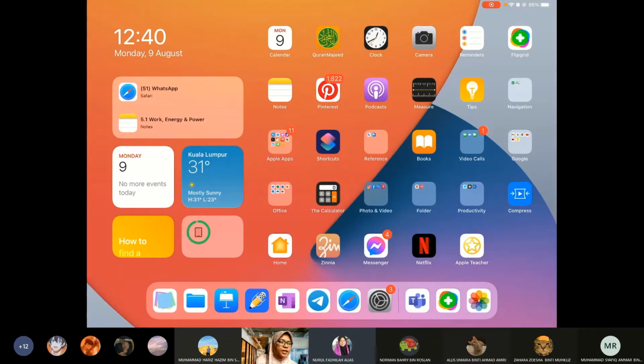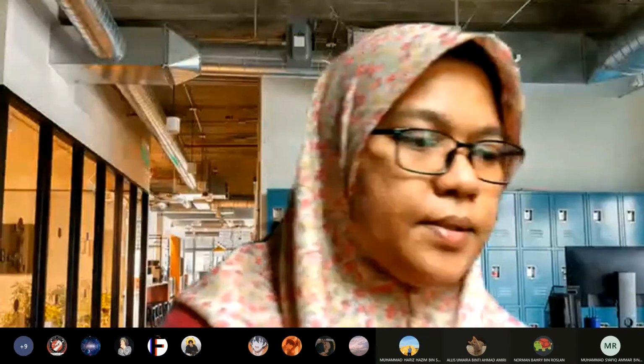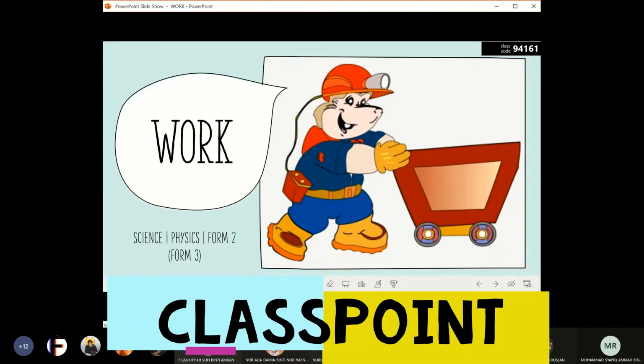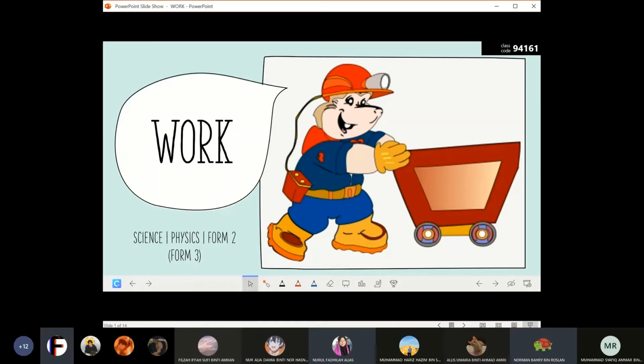So what you have done just now is related to what we are going to learn today. Today we are going to discuss work, energy and power, which is related to force. Now, can you see the class code on the board? Can you see it? Yes. Okay, the class code, do you know what it is? Do you know this symbol? This symbol is about ClassPoint.